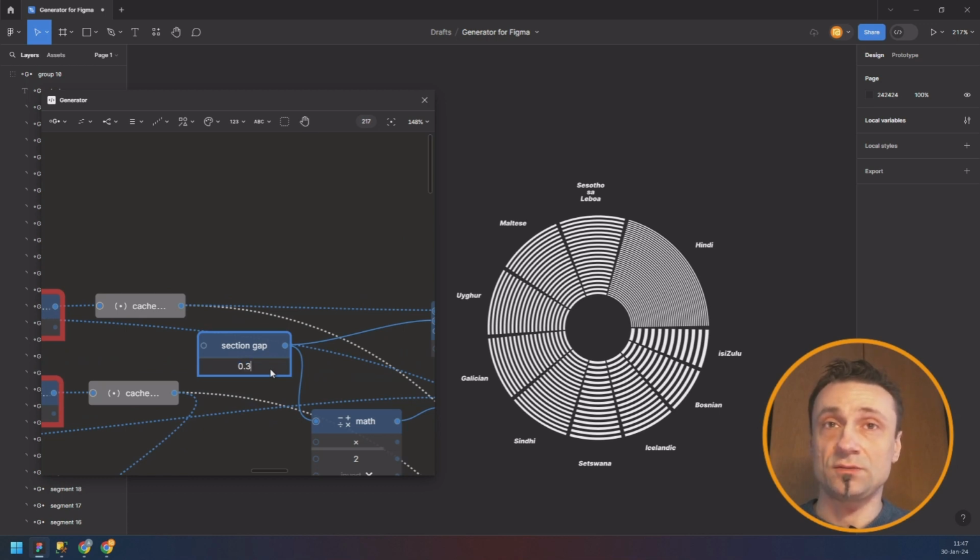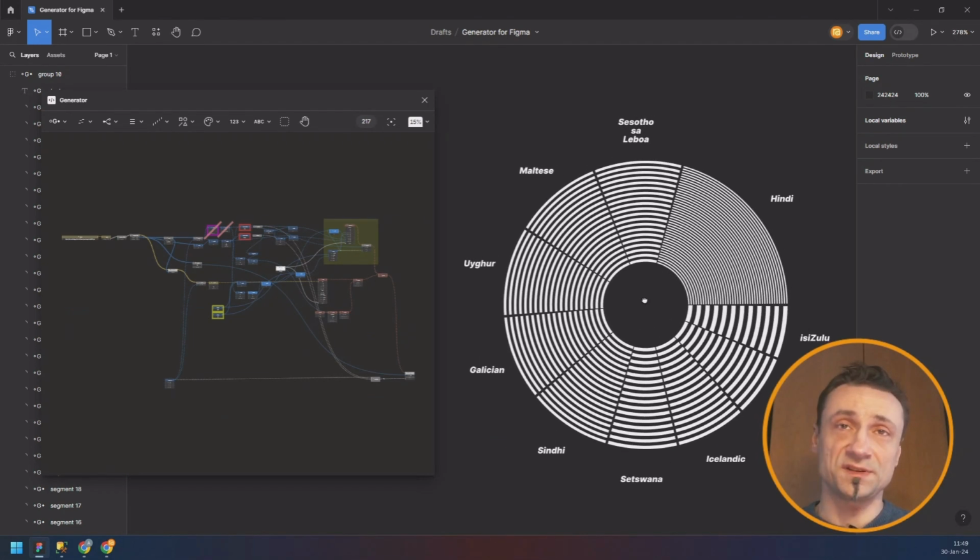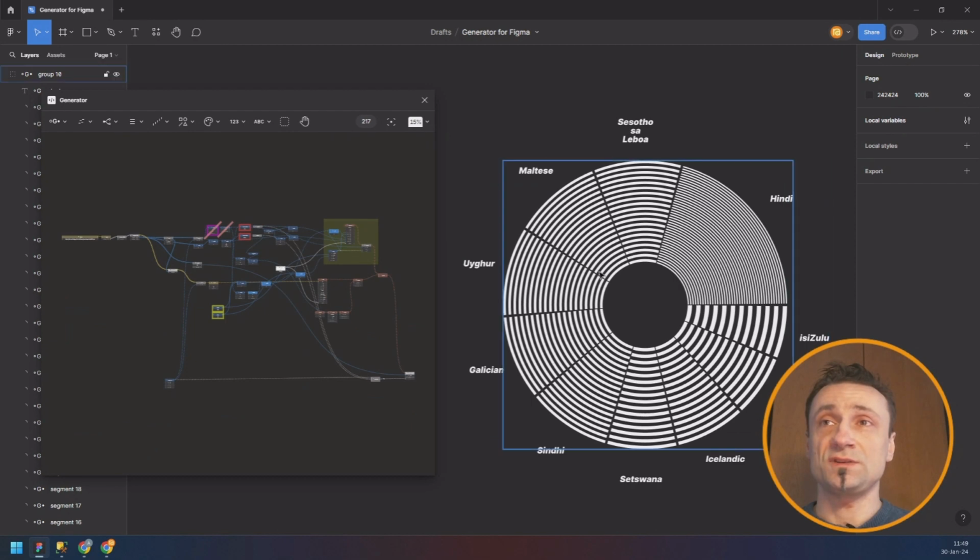Let me try 3. So, a little too thin. Let me try 0.5. That's a little better. So now the pie chart is complete as per the other example. If you want to try this yourself, you can either look at the tutorial built into Generator, or you can download this graph with this data set in the description to this video.